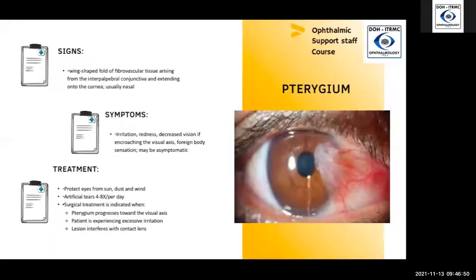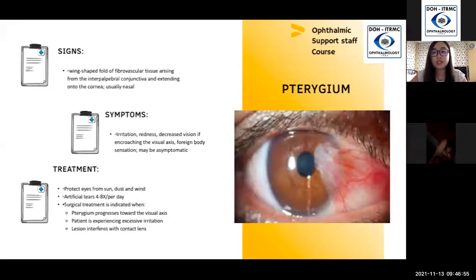Or the visual axis, and the patient is experiencing excessive irritation, and the lesion interferes with any contact lenses like that.